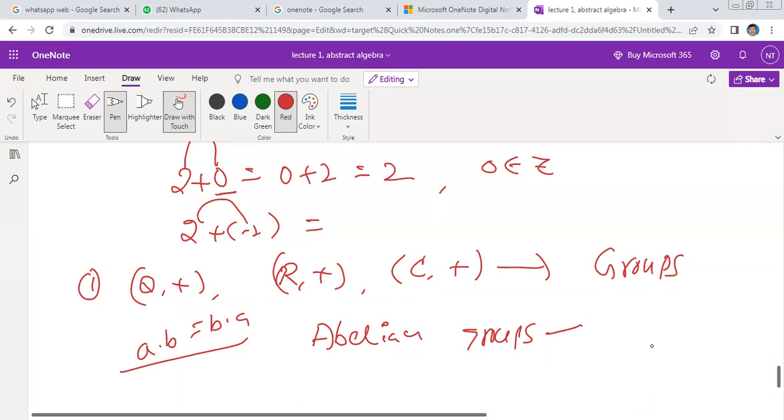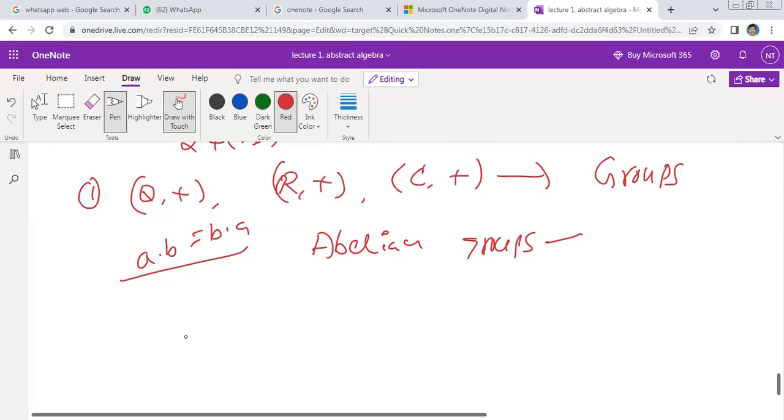Here all are satisfying the same. Therefore, these are the abelian groups. Number 2, under multiplication. I'm thinking about under multiplication. Is Q comma dot a group? Where does it fail? No, sir.